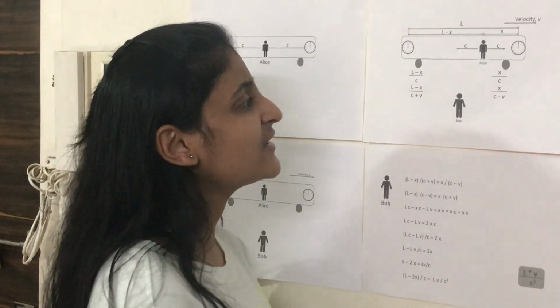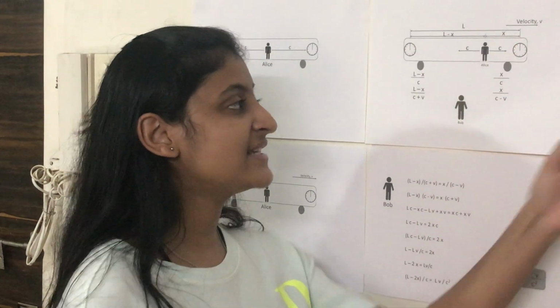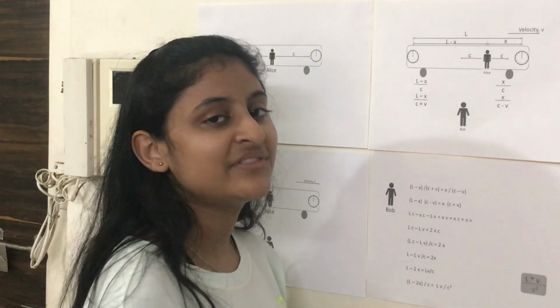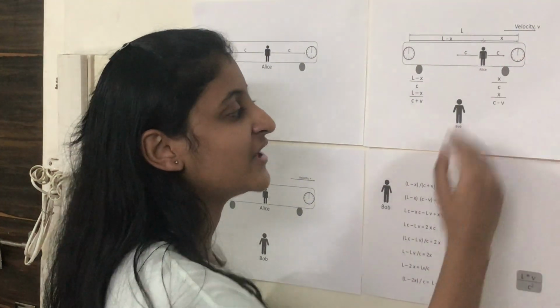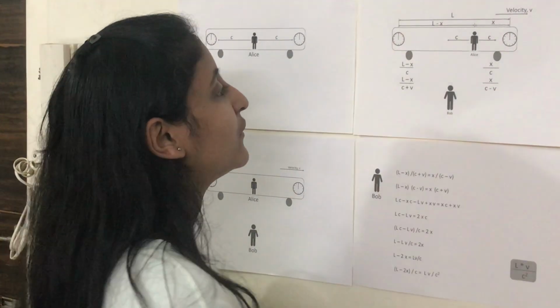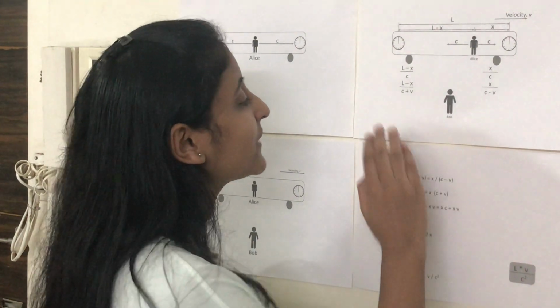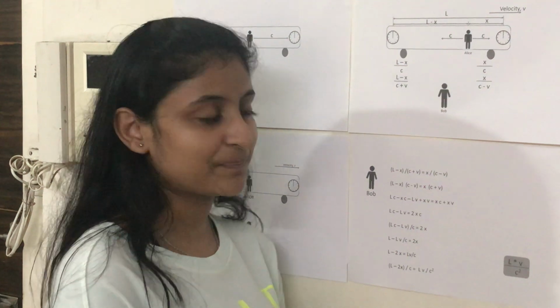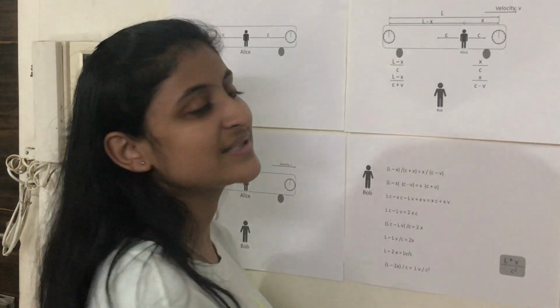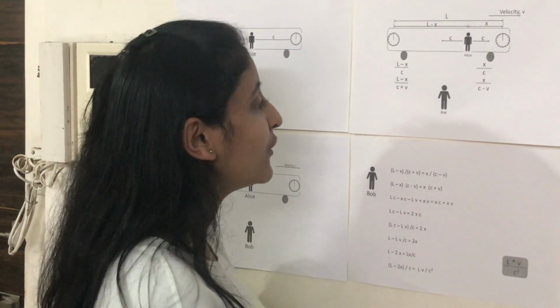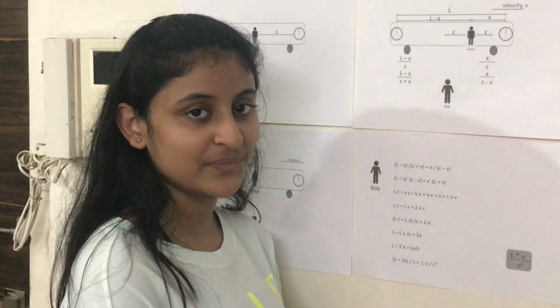Now, since the train is moving in this direction with the velocity v, the effective time taken for the light pulse to reach the front would be X upon C minus v, whereas for it to reach the back clock, it would be L minus X upon C plus v. Now we know that these two clocks are synchronized for Bob. Therefore, these two equations will be equal.